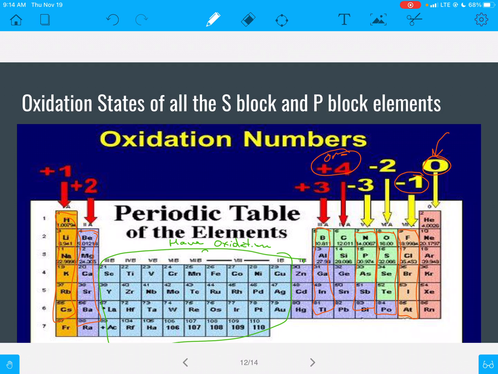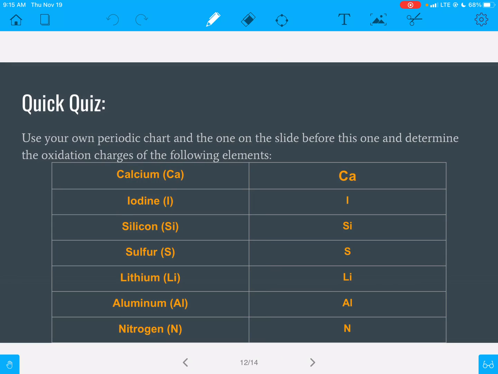But those oxidation charges, just like anything with the transition metals, they kind of do what they want, okay? So they've got some really crazy ones. But we'll talk about that later. That's for a later lesson, okay? So moving on to the next one.